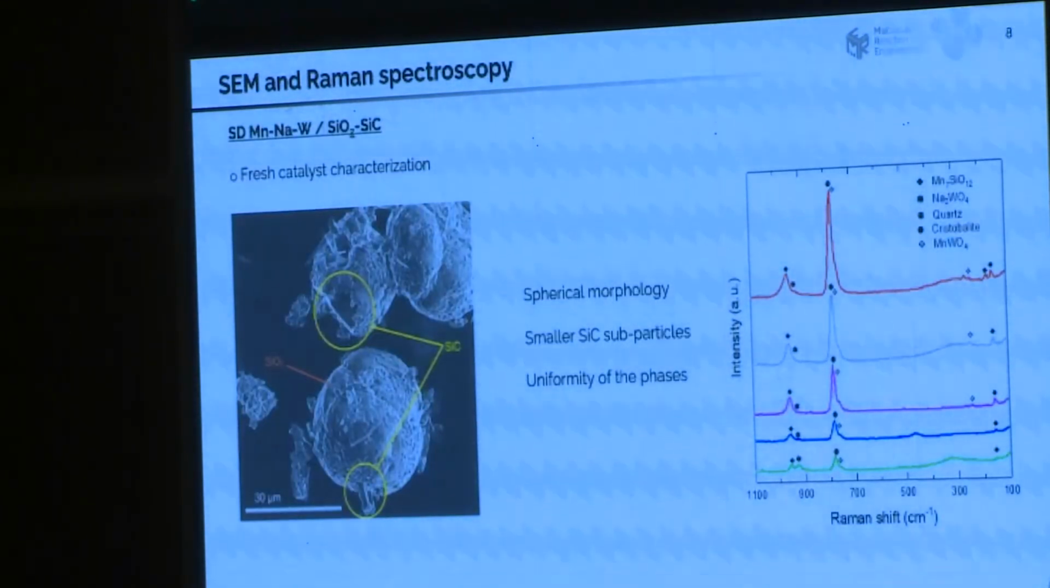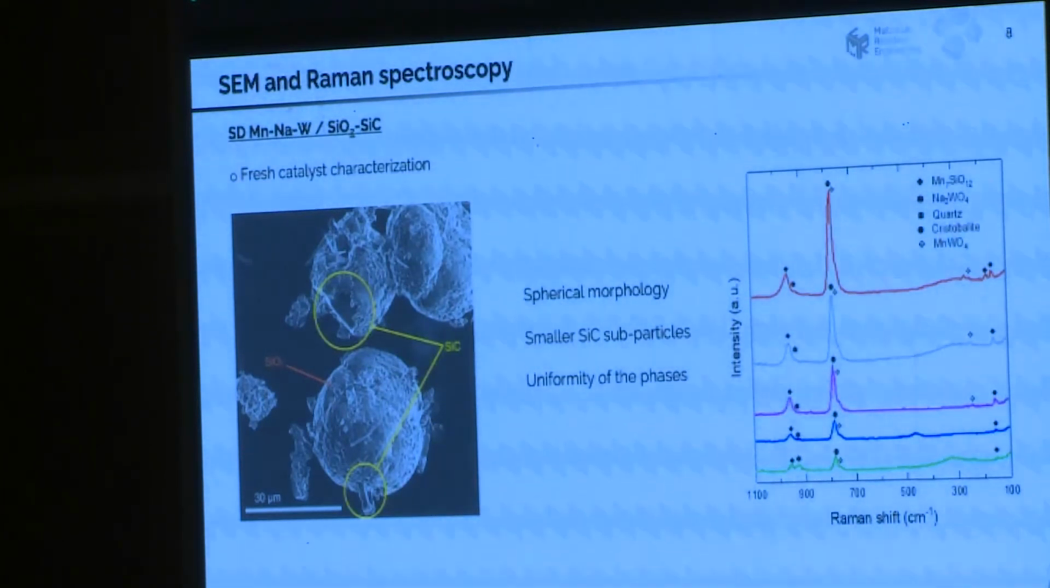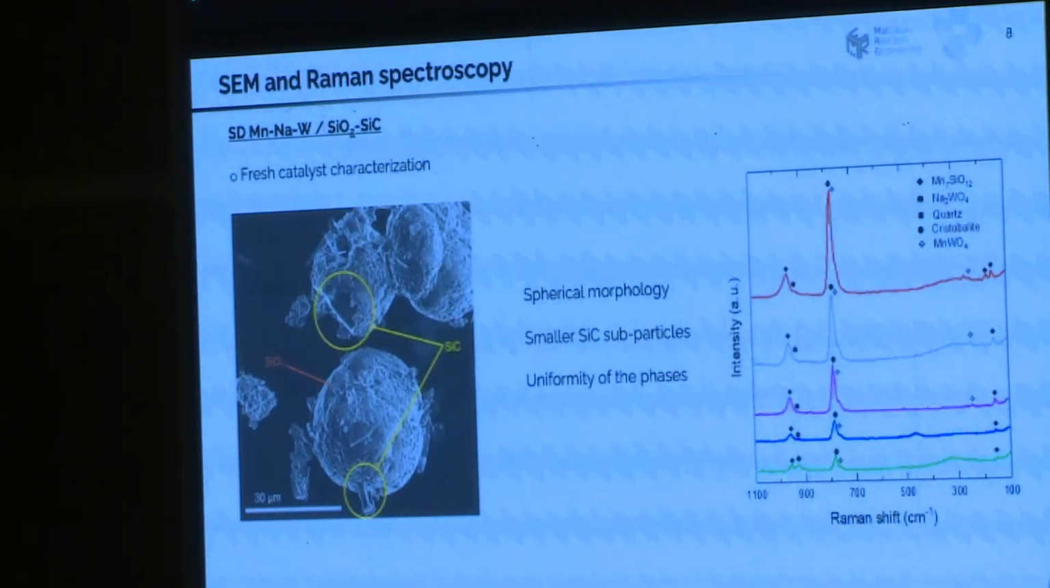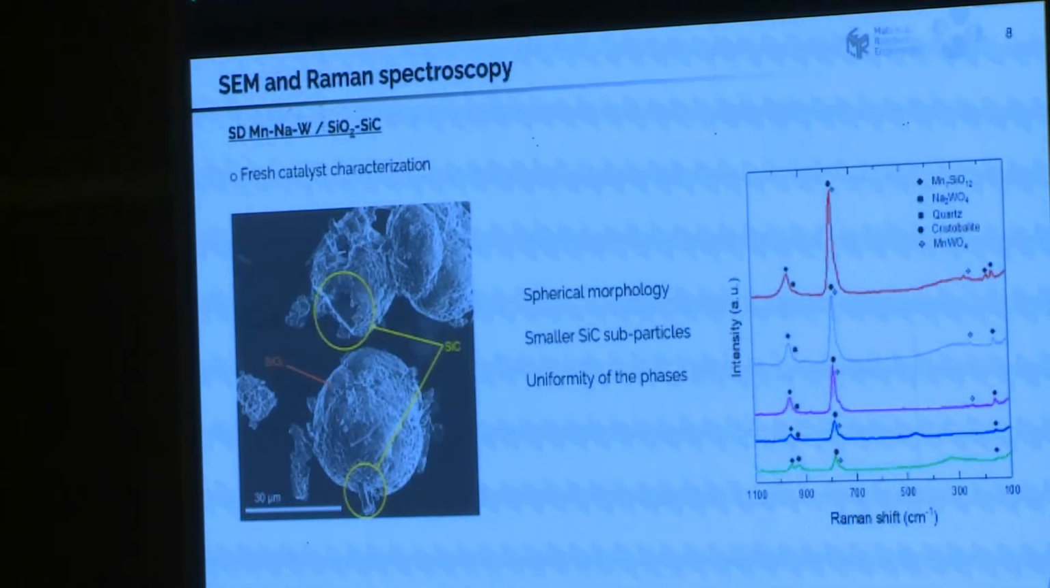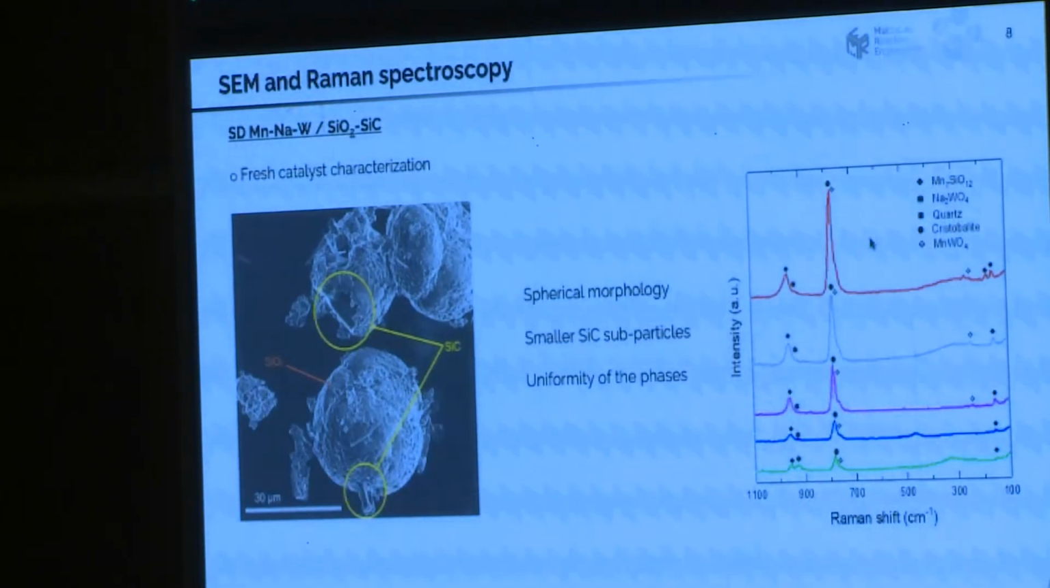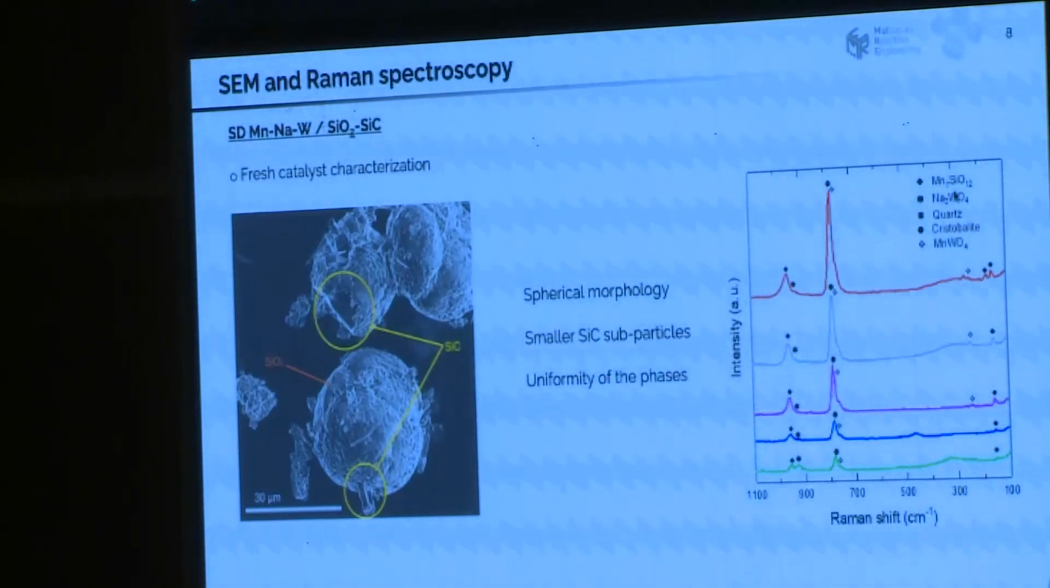From scanning electron microscopy results of the spray dry catalyst, we can see that the synthesized particles had a very well-defined spherical morphology with smaller silicon carbide subparticles. With Raman spectroscopy, we determined, by pointing the laser at different positions of the particle, that there is a uniformity of the phase. These features we attribute to the utilization of spray drying as a synthesis technique compared to the impregnation catalyst. It is also to be mentioned that through this Raman spectroscopy, main phases such as the aforementioned sodium tungstate, or even manganese tungstate and braunite, could be observed, as well as the cristobalite required for the reaction.